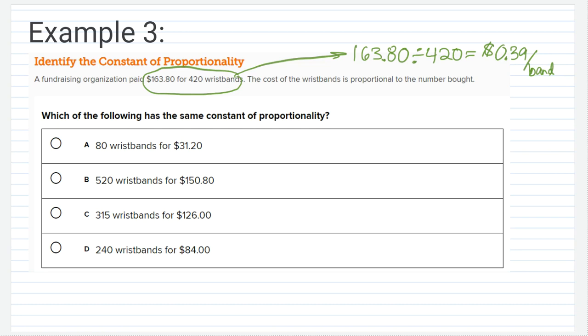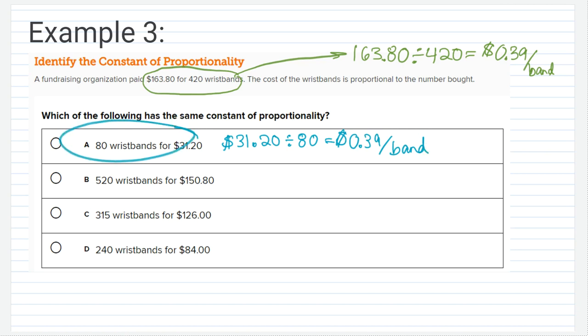So we want to see which of these has that same unit rate, that same constant of proportionality. So we're going to do the same idea, just with some different numbers. We're going to take $31.20 and divide that by the 80 wristbands. If we type 31.20 divided by 80 into our calculator, we're going to find that that ends up being our 39 cents per band. So that is going to have the same constant of proportionality.